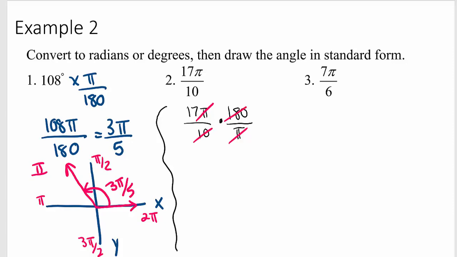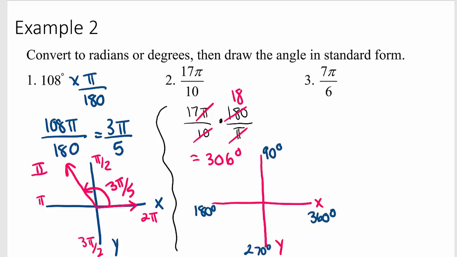10 goes into 180 18 times, and then you can multiply 17 times 18, and we get 306. Then we're asked to graph in standard. Now our answer is in degrees, so that means I'm going to label my axis in degrees. And I'm going to draw my initial side and my terminal side and my rotation and label.